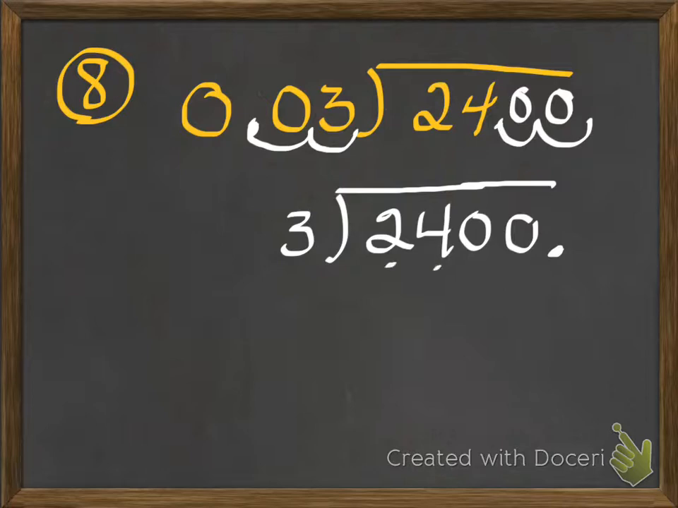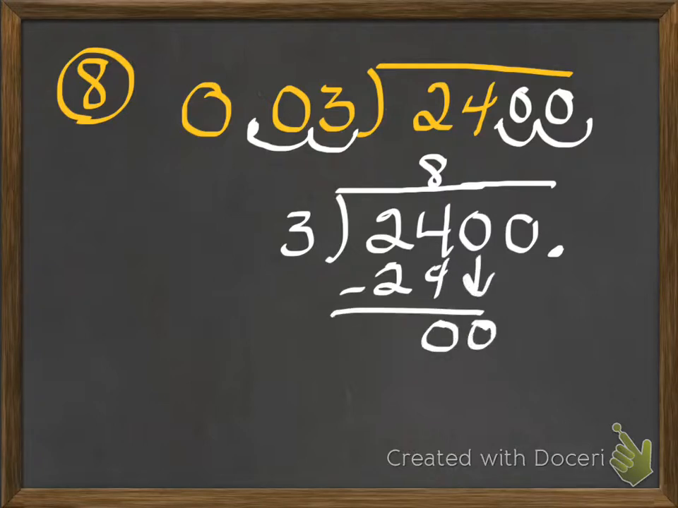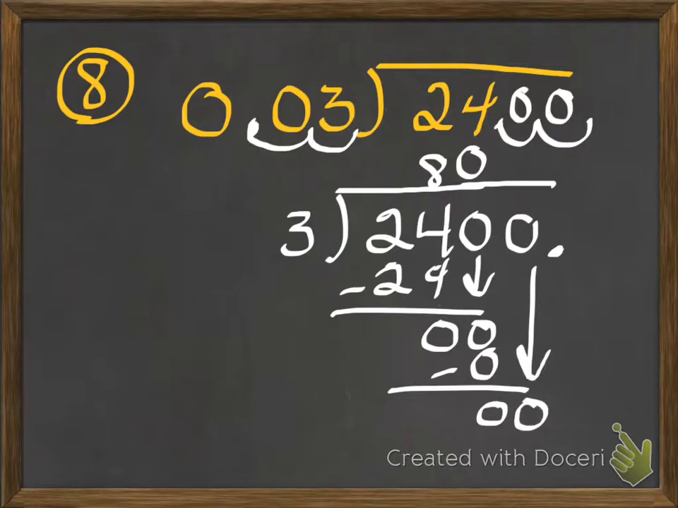So I have 2 can't be divided by 3, so I've got 24 divided by 3 is 8. 8 times 3 is 24. Subtract. Bring down the 0. Okay, 0 can't be divided by 3. 0 times 3 is 0. Bring down the next 0. And 0 can't be divided, so I go through that process again. Okay, so my answer is 800.